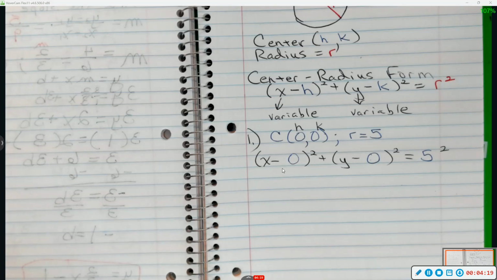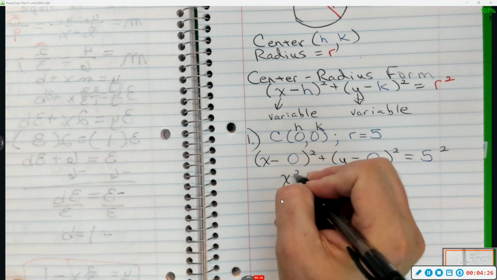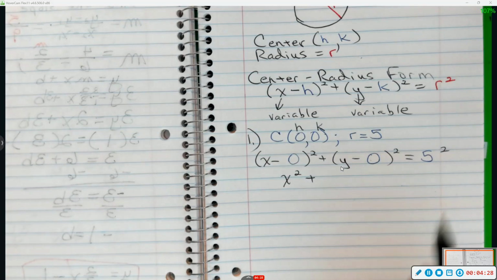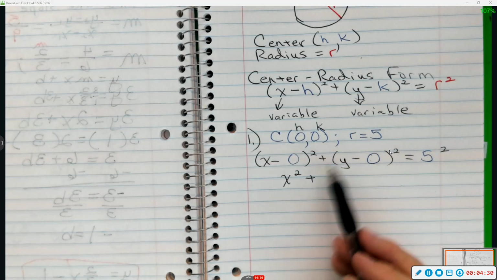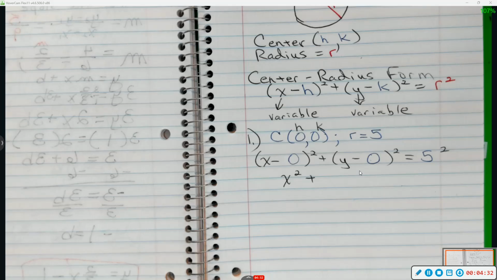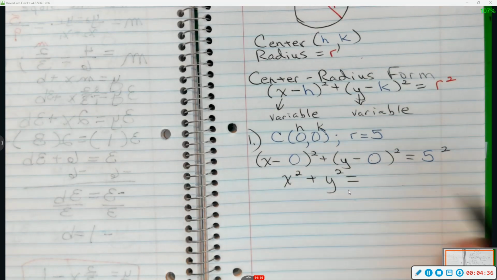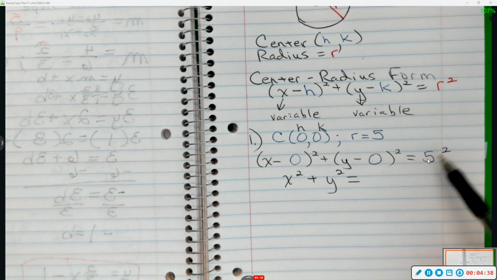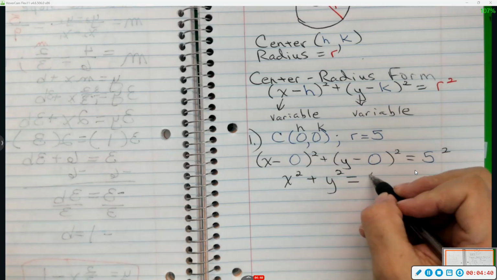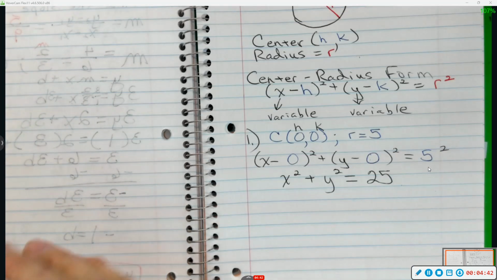Here we can reduce it pretty nicely because x minus 0 is just x squared plus, how am I going to clean up this y minus 0 squared? Just y squared equals the radius squared. 5 squared is? Here's my center radius form.